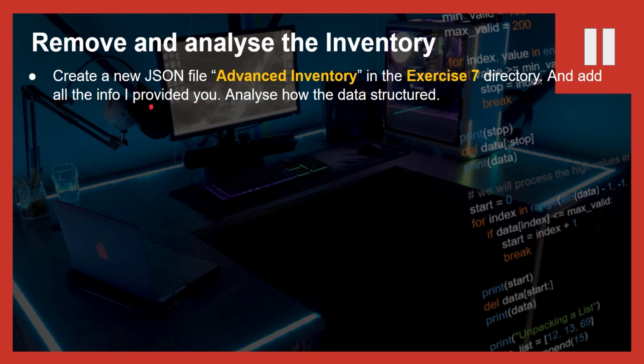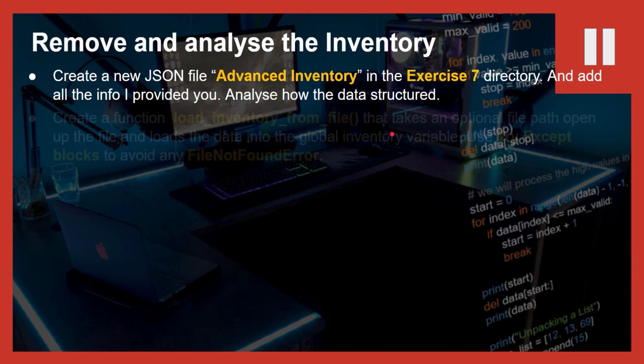Analyze how that data is structured. So remember, JSON files are very similar to dictionaries, and I provided you with some data either in the description or the pinned comment. Copy that, put it in a .json file that you create yourself, and then analyze how that data is structured. So what are the keys? What are the values? Is there something deeper in there? Are there embedded dictionaries inside of these values? All of these things you need to figure out.